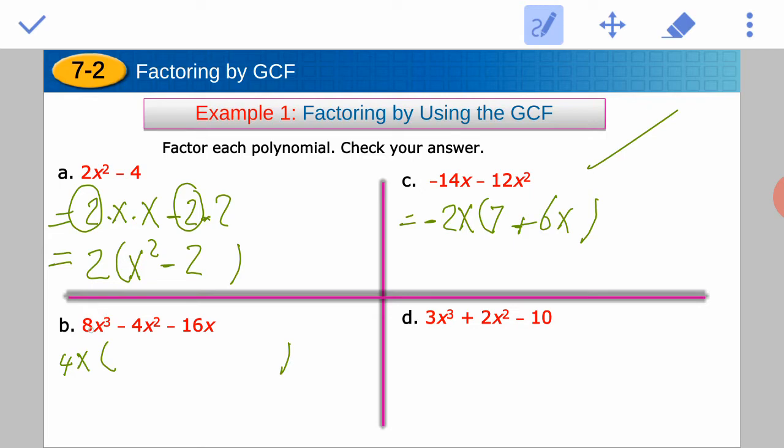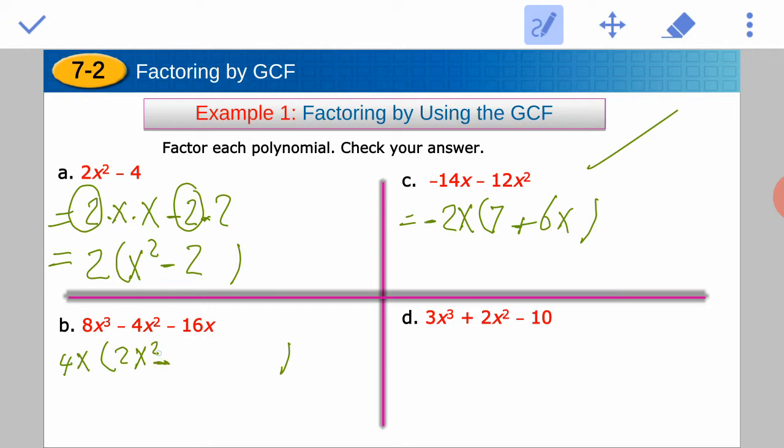How do I get the answer inside? Either you ask yourself, 8x cubed is 4x times what? Times 2x squared. Or another method, you can simply divide each term of this polynomial by the GCF, by 4x. So 8 divided by 4, it's 2. X cubed divided by x to the 1, you subtract the exponents, so it's x to the power 2. This is another method. Let's continue.